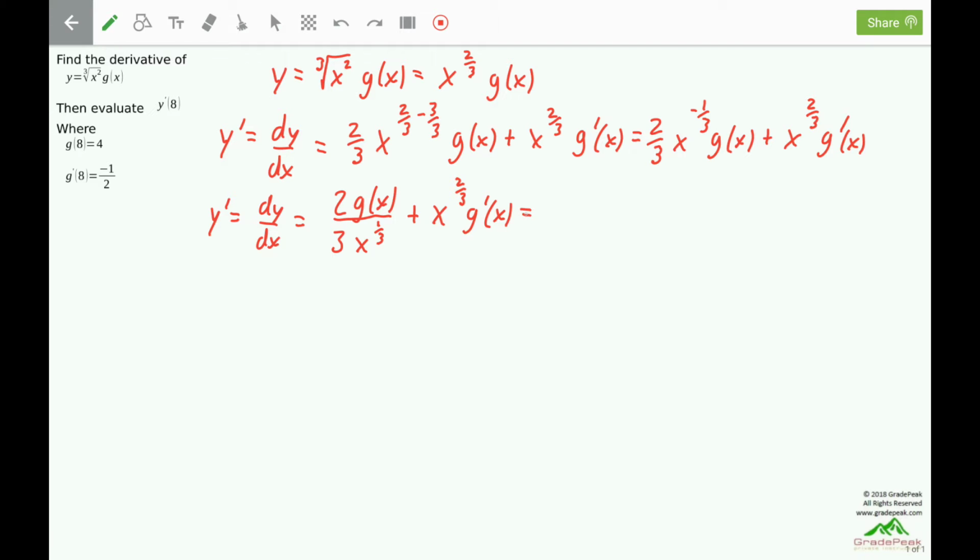We can take one more step and rewrite the fractional exponents as radicals. X to the 1/3 means the cubed root of x to the first power, so the cubed root of x, plus x to the 2/3 means the cubed root of x squared, and then times g prime of x.